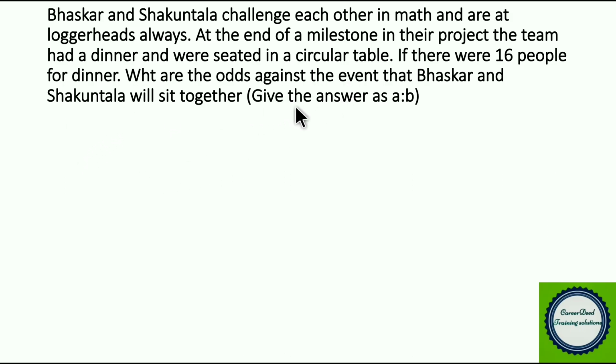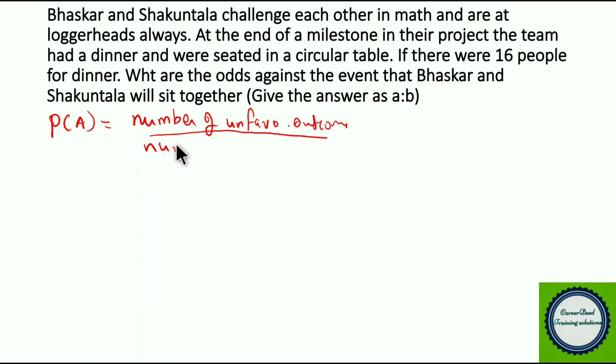So here you have to find the probability and you have to give the answer as A is to B, right? So here you have to find odds against the event. So how to find odds against the event? The odds against the event is equivalent to number of unfavorable outcomes upon number of favorable outcomes. So this is the rule of probability to find the odds against the event happening, right? So if they ask odds against the event happening, you have to write number of unfavorable outcomes by number of favorable outcomes. So first we try to find the number of favorable outcomes.